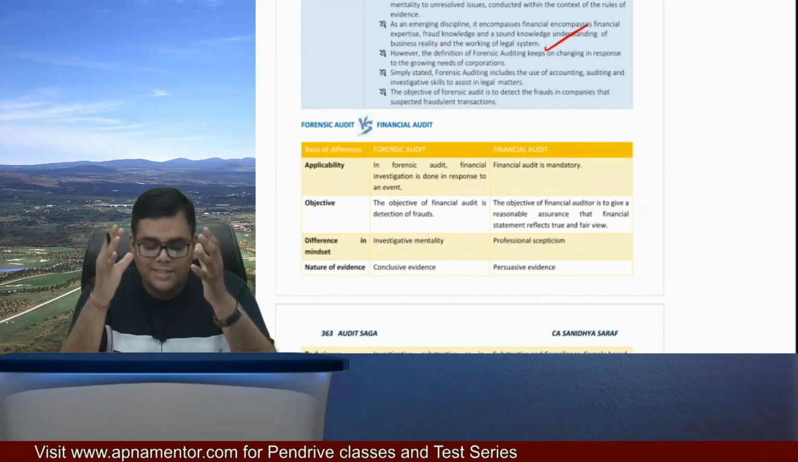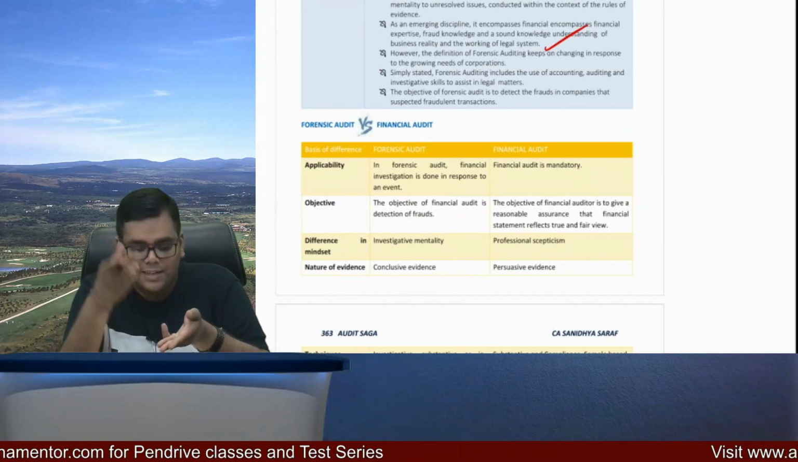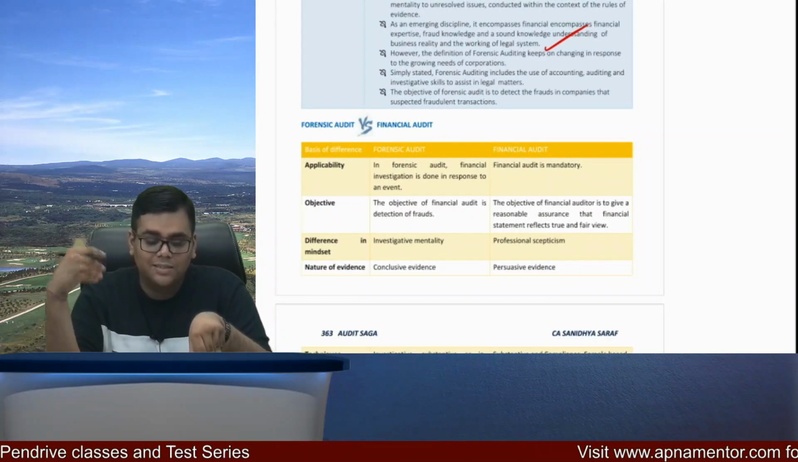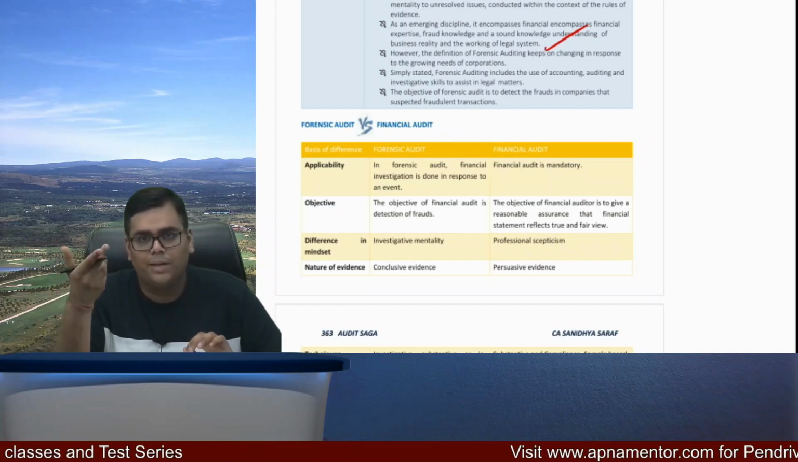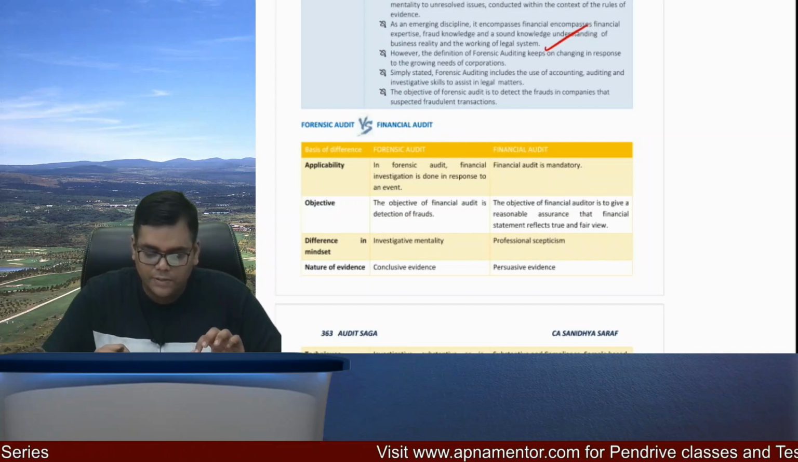So if you as an individual feel that you have those financial skills combined with that investigative mentality, and at the same time you have good knowledge of the working of the legal system and the understanding of the business, then you can apply to be a forensic auditor in your future life. We have certification courses for this as well.